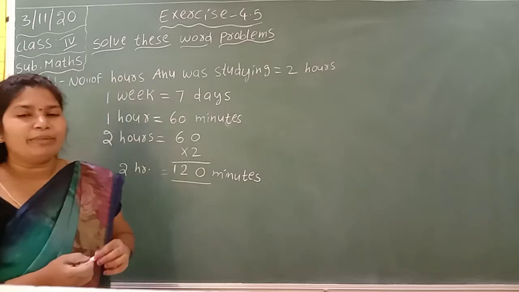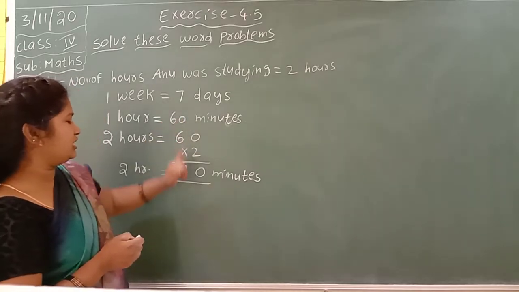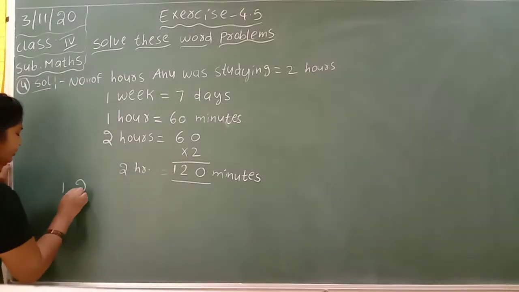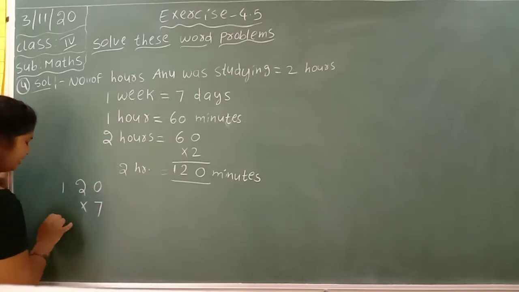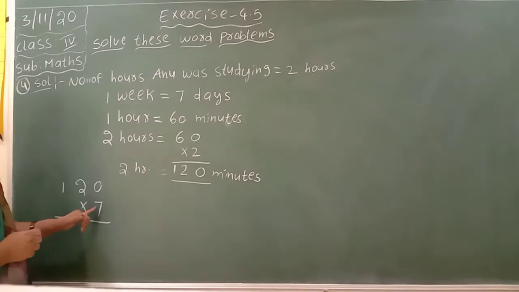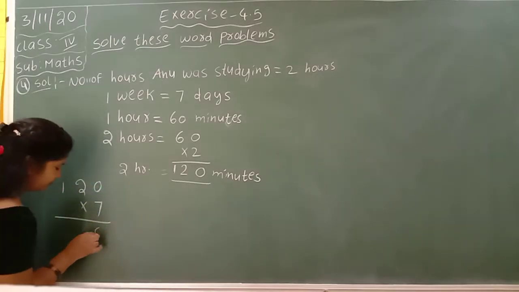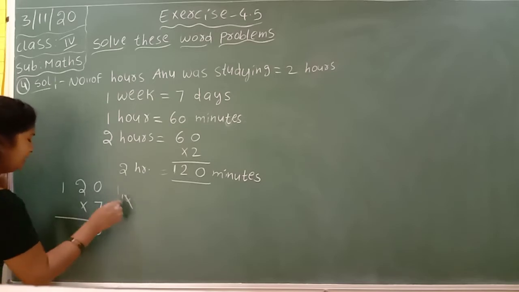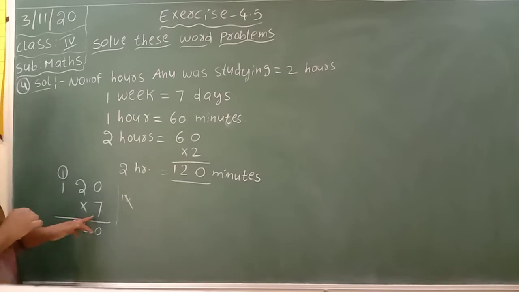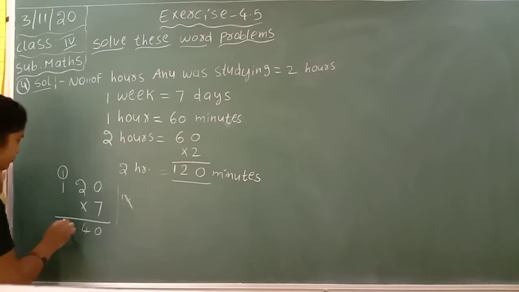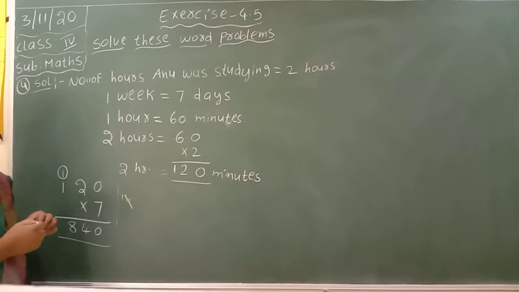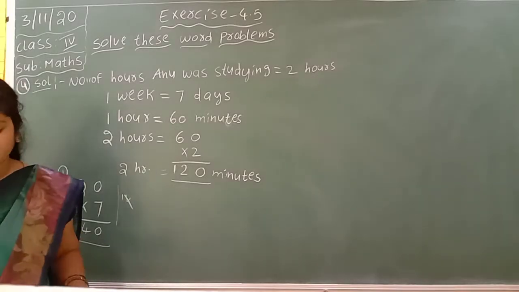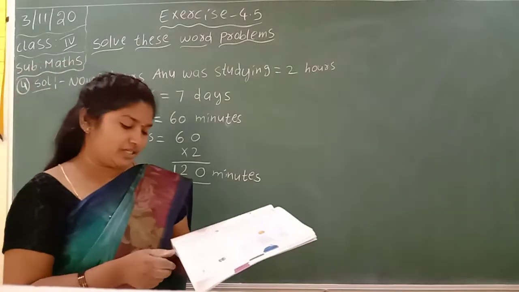Means we want to multiply this 7 days with 120 minutes. Here you have to multiply 120 into 7. Okay. 7 zeros 0. 7 twos 14. Write down the 4 on the side and the 1 goes to the next place, regrouping. 7 ones 7. 7 plus 1, 8. So, in a week, Anu was reading 840 minutes.